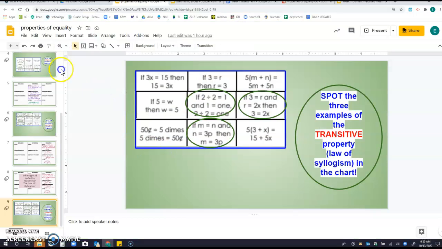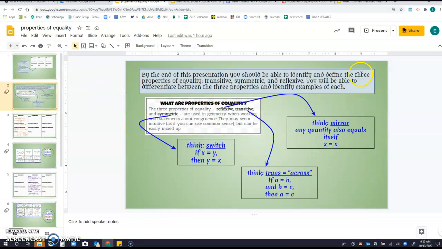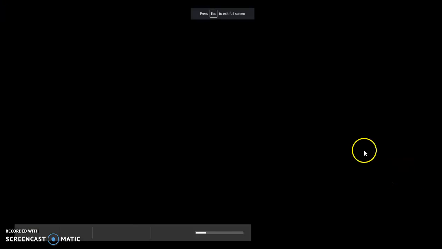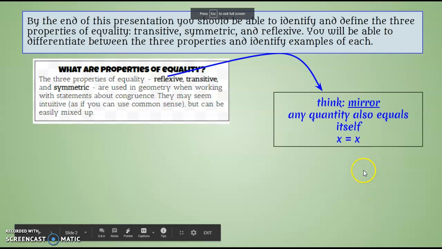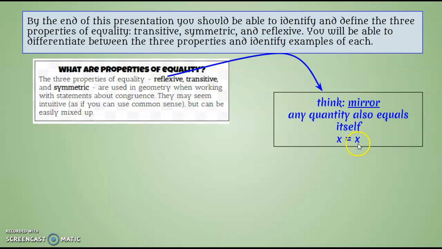Okay, summary very quickly. When you have the reflexive property, you're going to be thinking mirror. There's 1 equal sign. A quantity just equals itself, like it's looking at itself in the mirror.